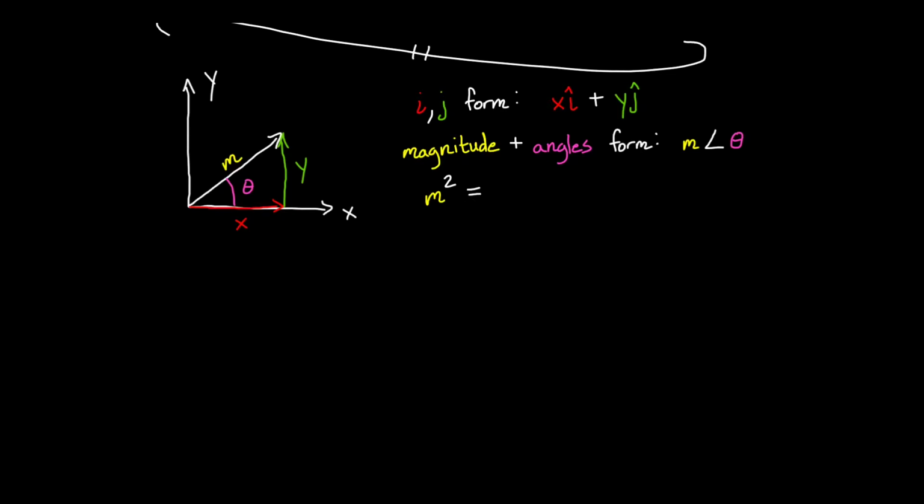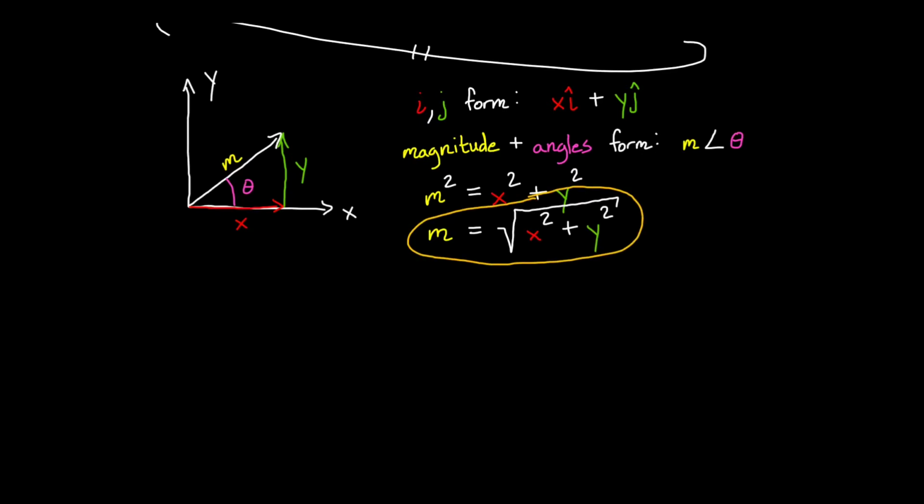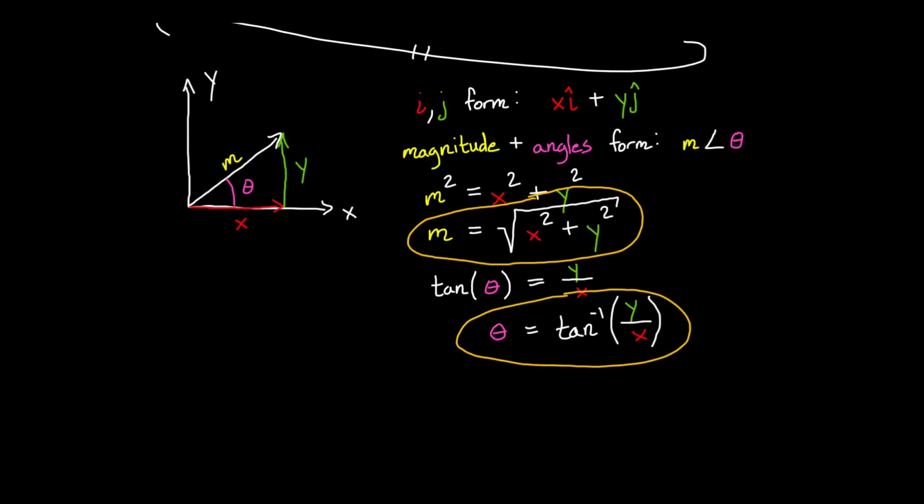To find m, we simply use the Pythagorean theorem. From this, we can see that m squared equals x squared plus y squared, which, when we take the square root of both sides, leaves us with m equal to the square root of x squared plus y squared. We can also see that the tangent of the angle, opposite over adjacent, leaves us with y divided by x. If we take the arctangent or inverse tangent of both sides, we see that the angle is equal to the inverse tangent of y divided by x.